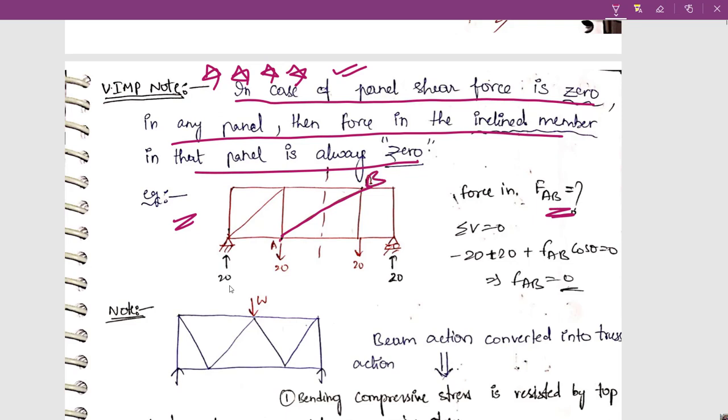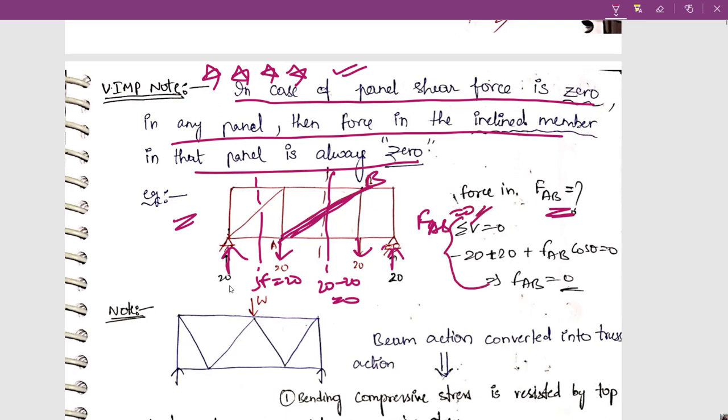Okay, you can see here I have 20 kilonewton, here I have 20 kilonewton, my support reaction is 20 upwards. In this, what will be my shear force? Shear force will be 20, right? 20 upwards. But here, my shear force is 20 upwards minus 20 downwards, which is equal to 0. So my panel shear is 0. Therefore, my FAB is equal to 0. How did I get 0? You can just remember it as a point: FAB is equal to 0.